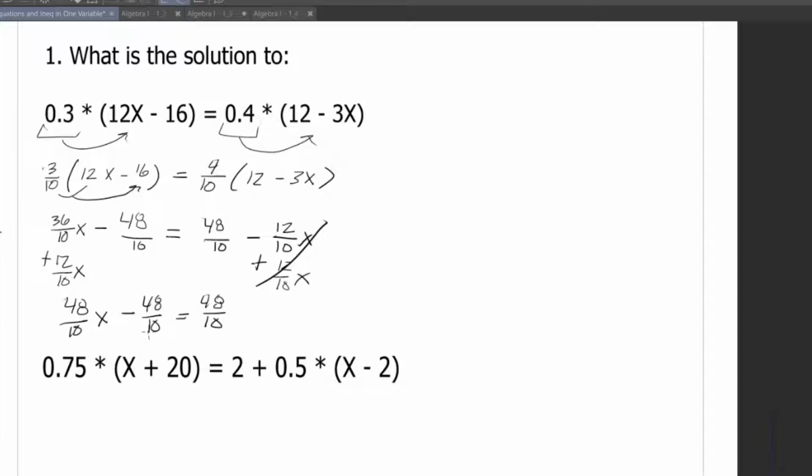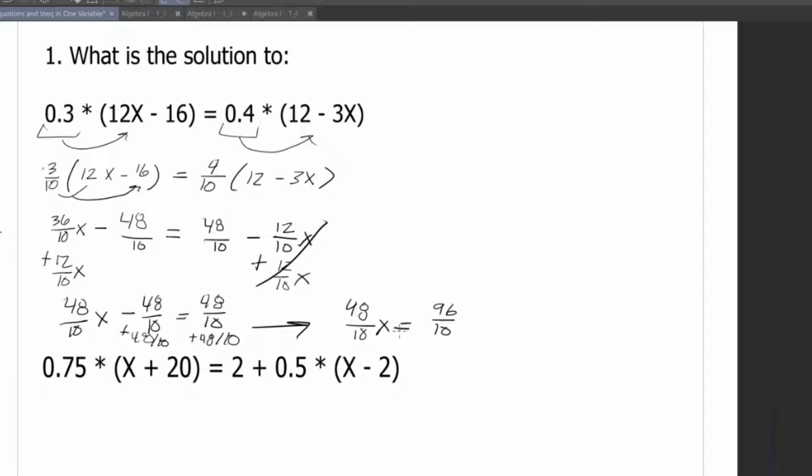So what do you do next? You want x on a single side, and you want the numeric values on a single side. Because we're solving for x, we're going to add 48 over 10 here and add 48 over 10 here. And this becomes 48 over 10x equals, is that 96 over 10? Okay.